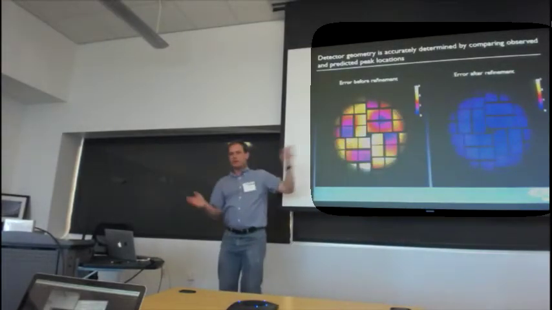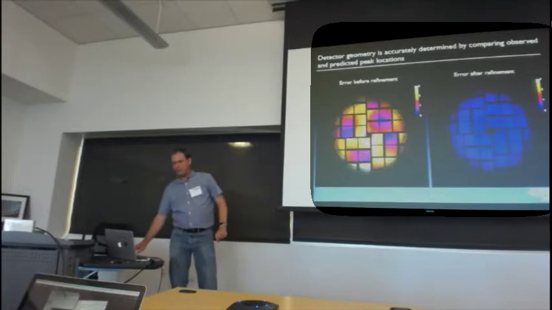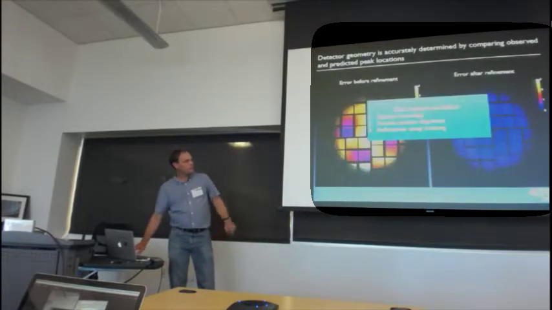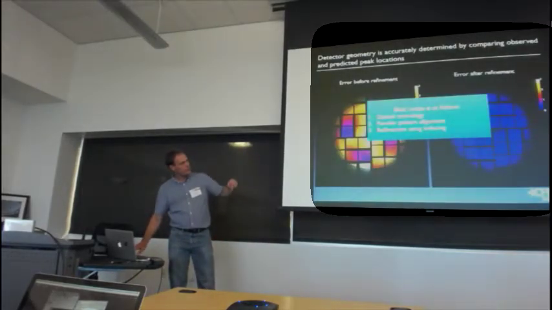Okay? So using this comparison of indexing to found peaks, starting with the optical metrology, powder pattern alignment, and then refinement using indexing, you can get a good geometry. And that is the second big key to getting your data right. Because if you are predicting peaks in the wrong location, it's bad. And if you have the wrong geometry, you can't index the patterns to begin with.